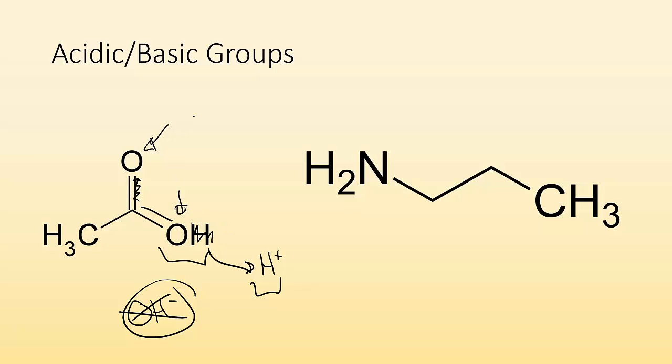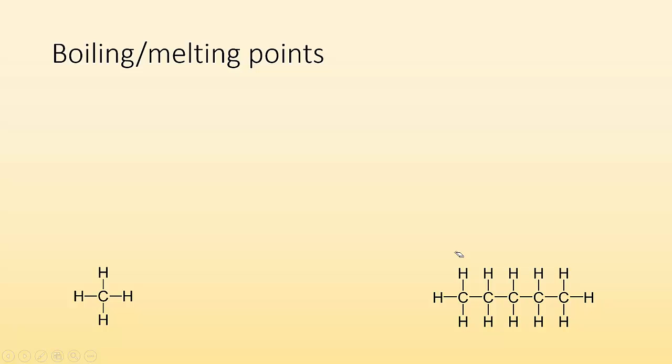So you can make an organic molecule acidic with a carboxylic acid group, or you can make it basic with an amine group, right? So that's an amine group. And why it's basic is because that nitrogen has an unshared pair of electrons that can be used as a base and make a bond with other things, making it basic. Okay? So, yeah. Boiling and melting points.